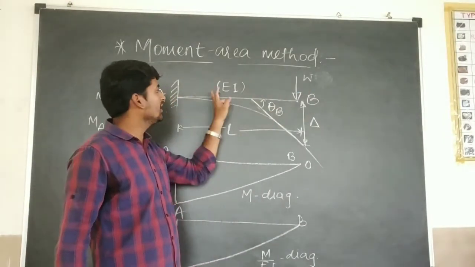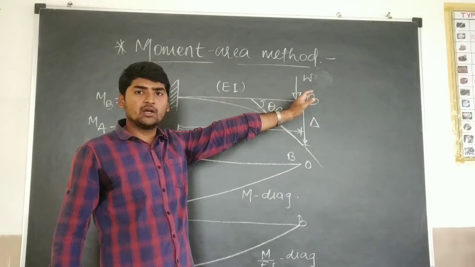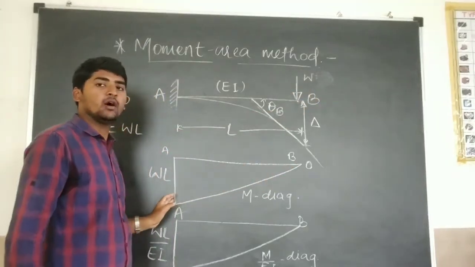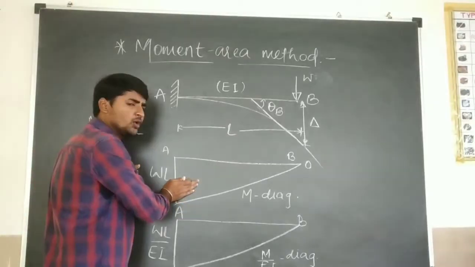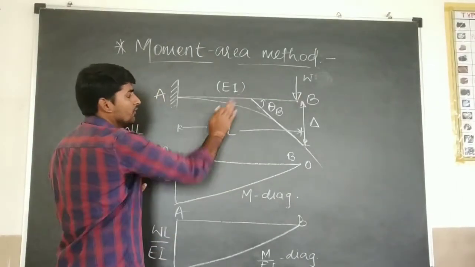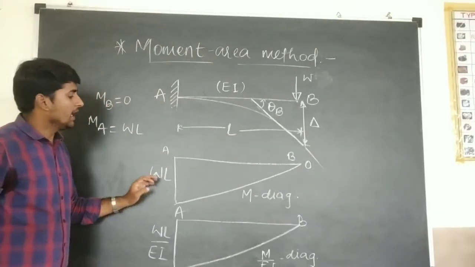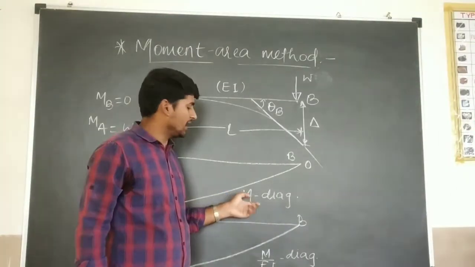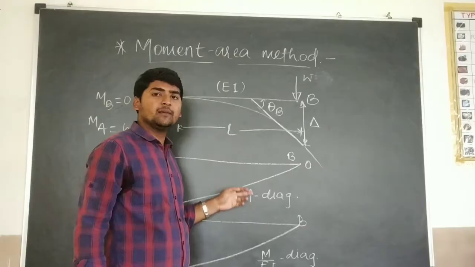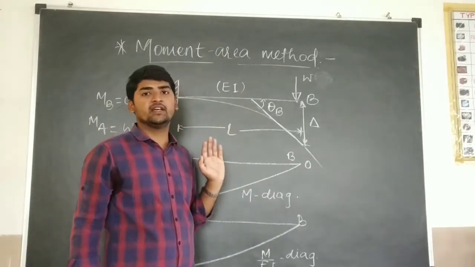If the load were a uniformly distributed load, then this would be of parabolic nature. So I have drawn a bending moment diagram for this beam, and we simply name it the M diagram. The M diagram is nothing but the bending moment diagram for this given beam.